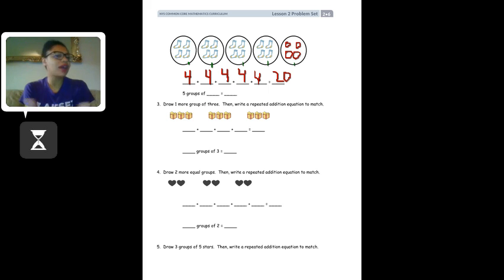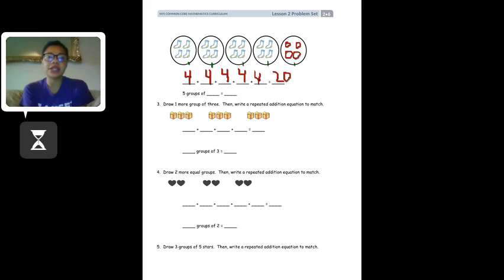Now, I could have just counted each individual sock, 1, 2, 3, 4, 5, 6, 7, 8, 9, 10, 11, 12, 13, 14, 15, 16, 17, 18, 19, 20. Or I could have skip counted like we did earlier on our other problem, and I could have counted by 4, 4, 8, 12, 16, 20, and I would have got the same answer as if I had counted individually by ones, 1, 2, 3, 4, and so on. So now let's go down. We finished our number sentence.